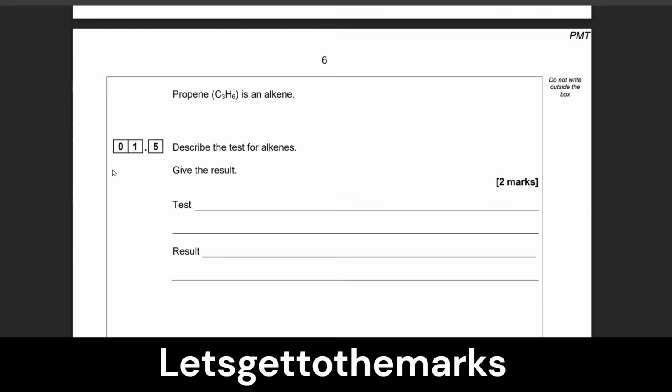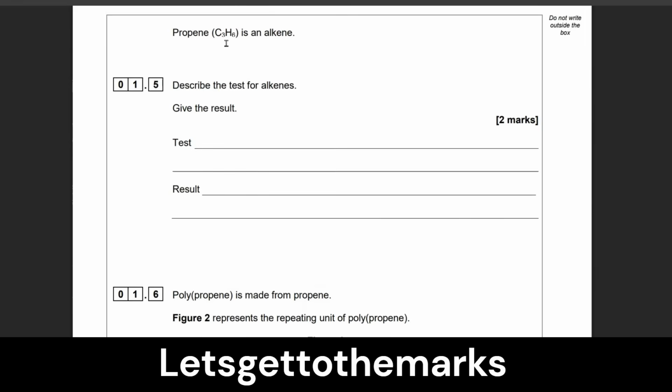Keep on moving. Propene C3H6 is an alkene. 1.5. Describe the test for alkenes. 2 marks. Give the result. So alkenes, you might be thinking, what is an alkene? An alkene is a molecule that has a CC double bond, and of course it ends in ENE. Describe the test for alkenes. Well, when we add bromine molecules, or we add bromine across, what happens is the double bond disappears. Now, bromine is orange in color, but when it joins onto an alkene, we get a colorless solution.